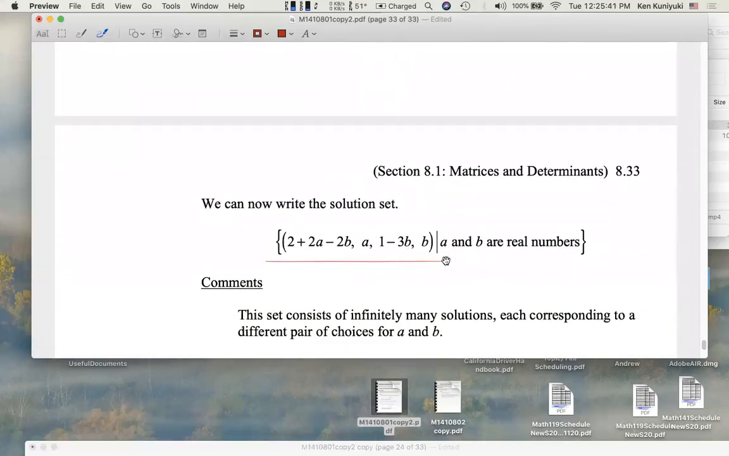Again, you won't see a problem like this on our final, but essentially this represents a hyperplane, a two-dimensional hyperplane in 4 space. That sounds like a Star Trek thing, but if you're interested in that idea, a solution set that's a two-dimensional hyperplane in 4 space, go read this part. A and B vary over the reals, and that gives you a two-dimensional solution set.